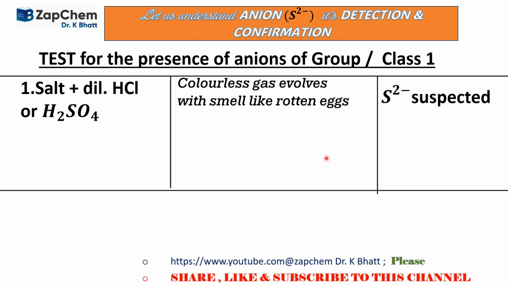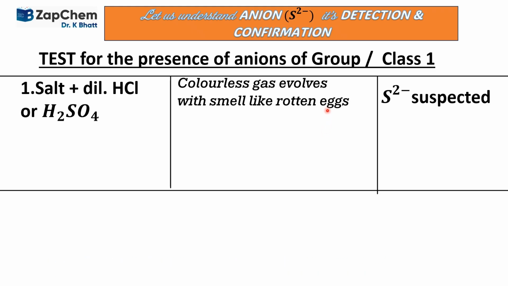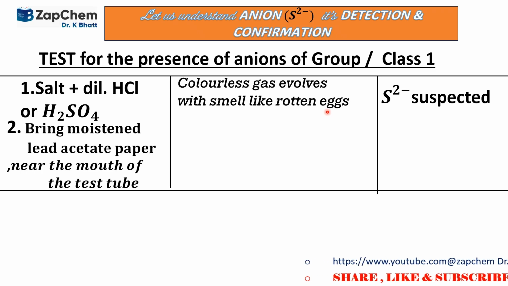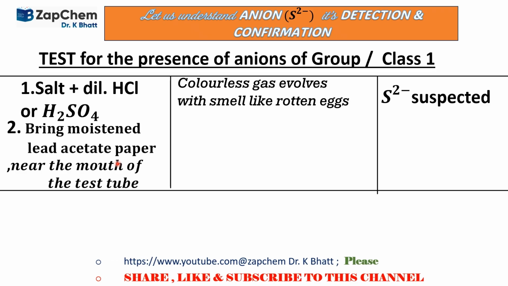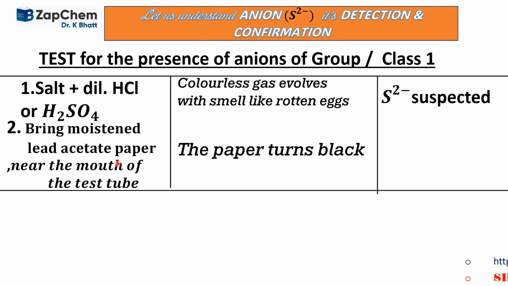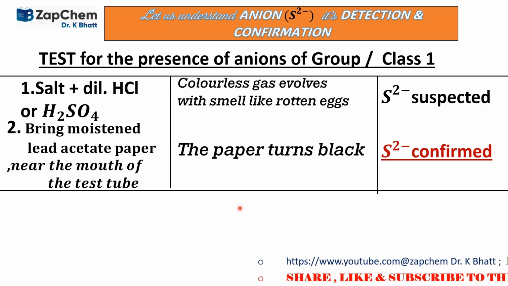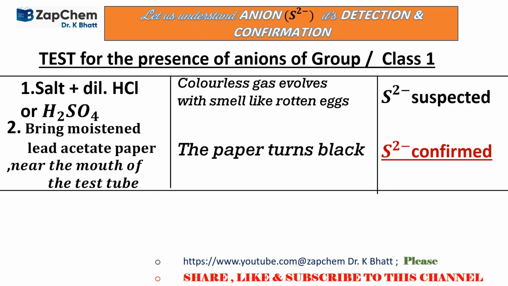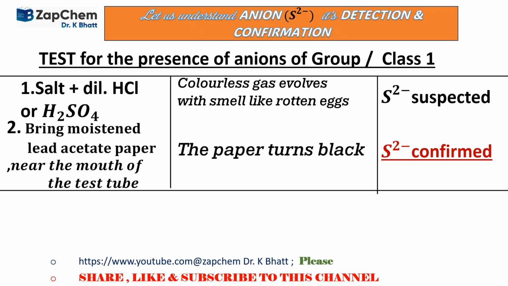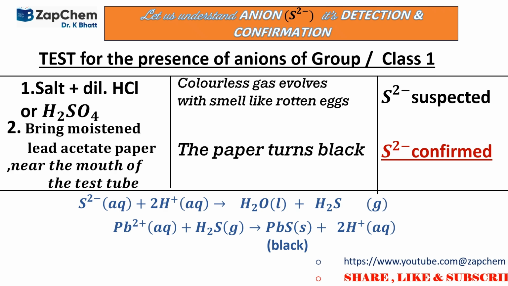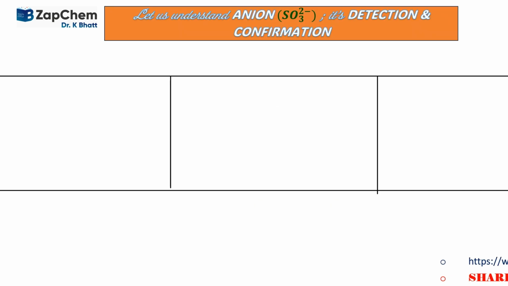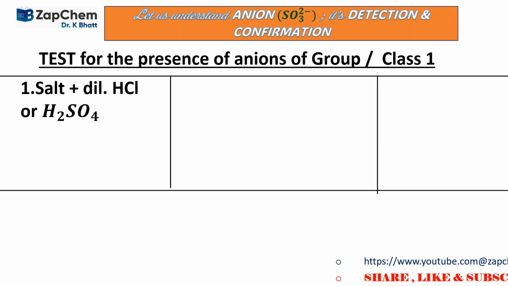Same process, but here you get a smell, a gas coming out with a bad smell like rotten eggs, and sulfide is suspected. Then lead acetate paper हमने बना के रखा हुआ है, हमने आपको समझाया, और उसके टेस्ट ट्यूब के मुंह के पास lead acetate paper लेंगे, it will confirm S2-, and here are the reactions. और इस प्रकार से हम दूसरे कंपाउंड्स को भी हम टेस्ट करेंगे.